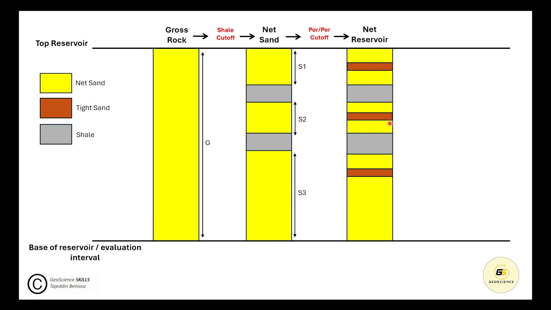Another cutoff that can be applied is porosity permeability cutoff. When this cutoff is applied, a net reservoir will be produced. The net reservoir refers to intervals of net sand with good porosity and permeability, as not all the intervals of net sand could be of good quality, such as the presence of intervals of sand, the brown color intervals, that could have a damaged petrophysical system, so they have poor porosity and permeability. So now, instead of having 3 net sand intervals, we have 6 net reservoir intervals with good porosity and permeability from R1 to R6.